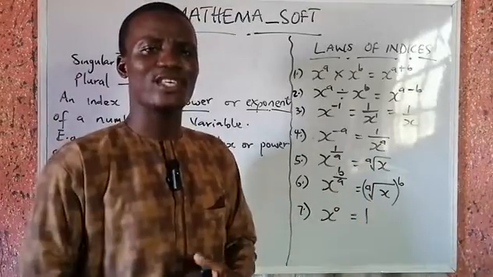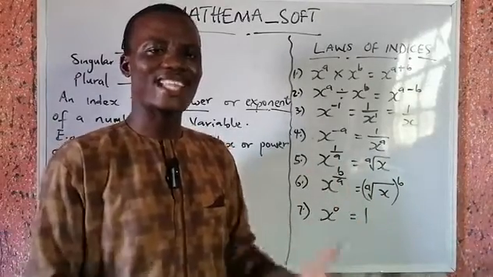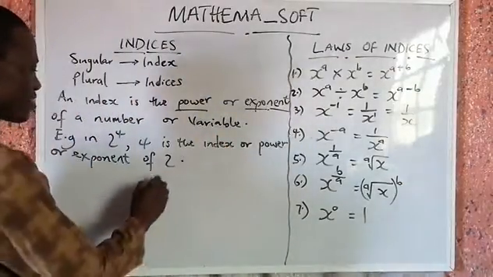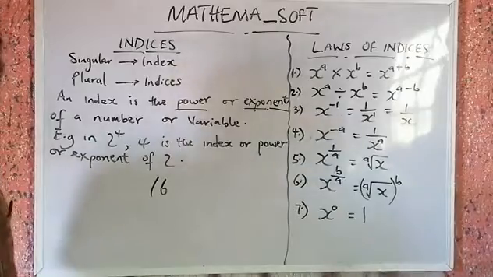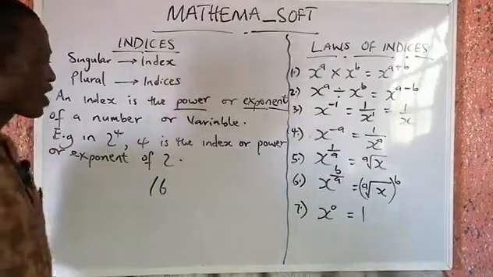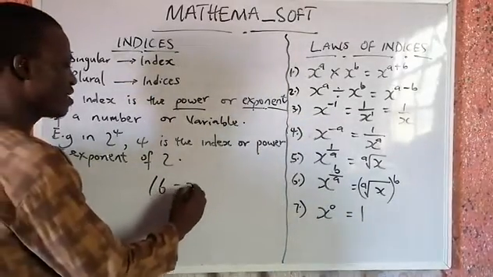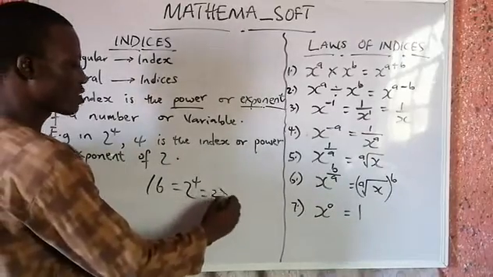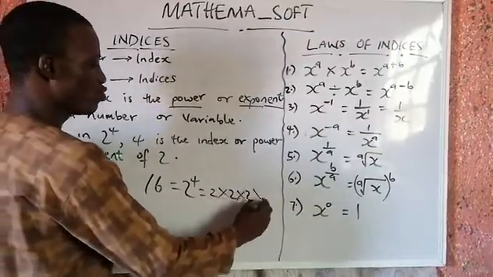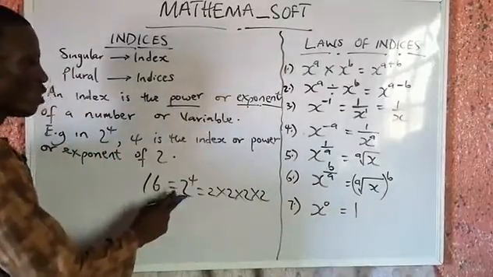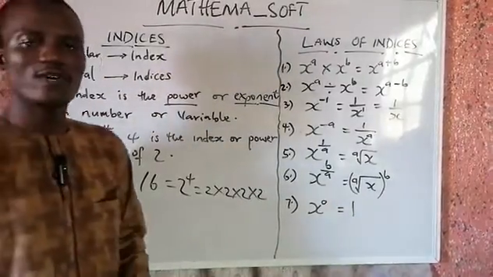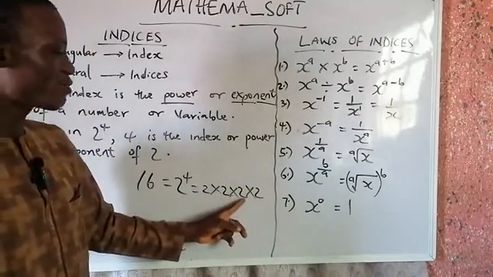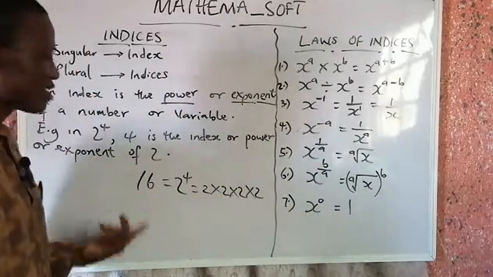Indices is very important for us to break down numbers in mathematics. Numbers that may appear big, we can easily write them in their index form. For example, when you have 16, 16 is such a big number. So we can rather write 16 as 2 raised to power 4, which means 2 times 2 times 2 times 2. 2 multiplied by itself 4 times. 2 times 2, 4, times 2, 8, times 2, 16.